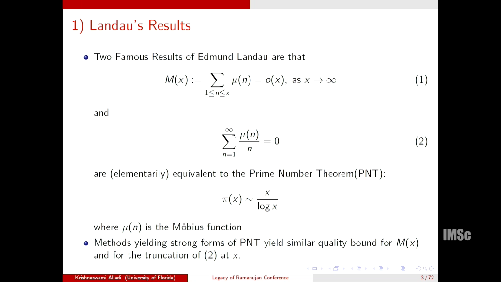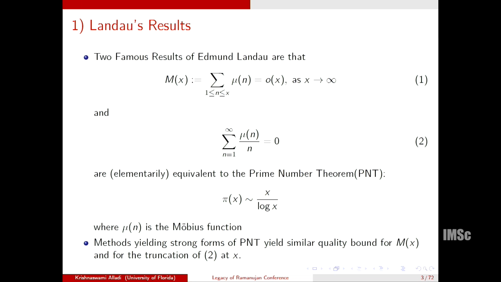and vice versa. If you assume the prime number theorem in its simplest form, pi of x asymptotic to x over log x, you can get both of these results. Okay, so these are the famous 2 equivalent theorems of Edmund Landau.